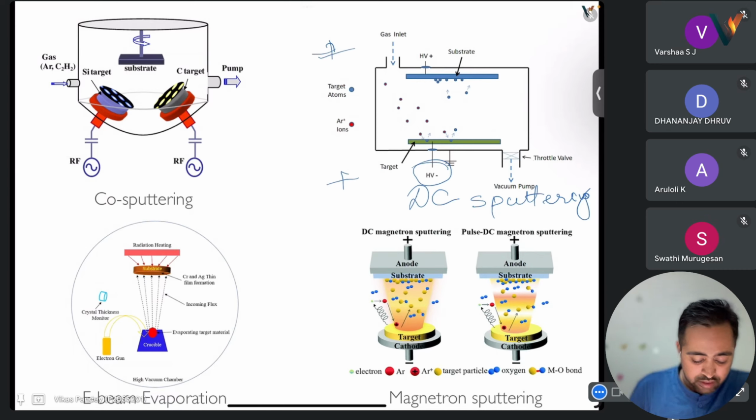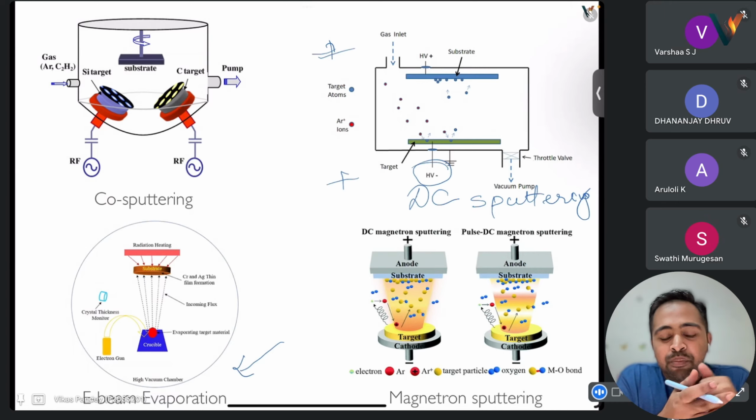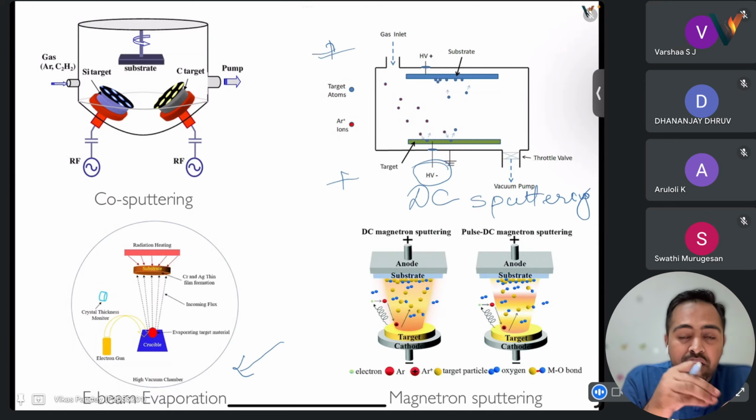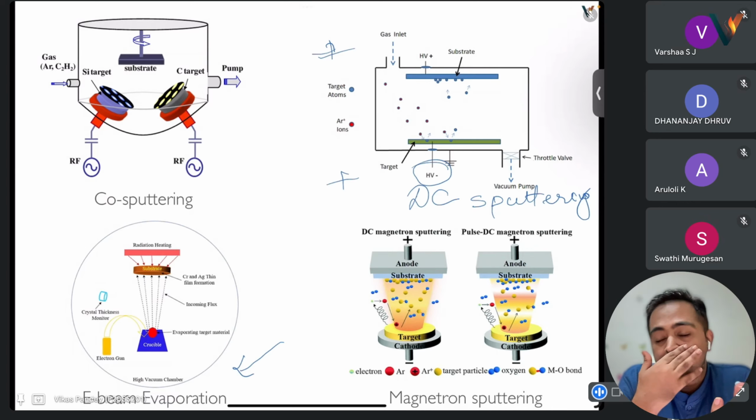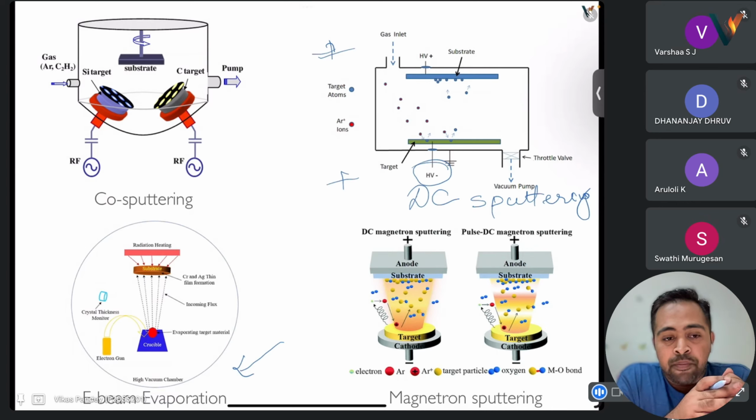Then if we talk about e-beam, there is nothing called e-beam sputtering. I could not find one. It is e-beam evaporation, in which the material is evaporated using an electron beam. The electron beam heats it and makes it evaporate. So that is e-beam evaporation. It is not e-beam sputtering.